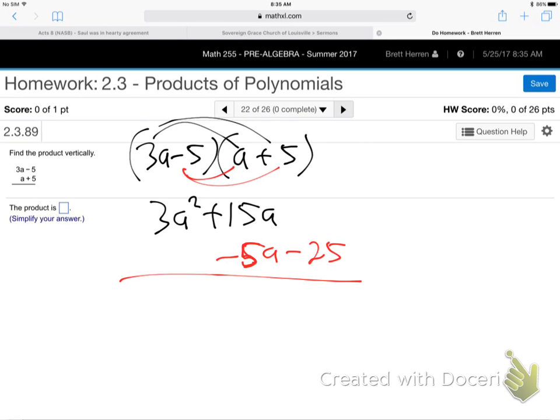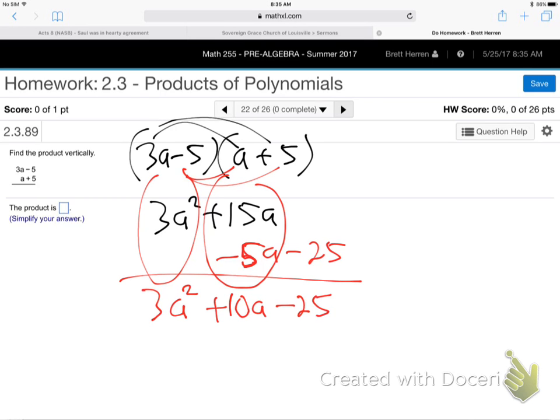Is that good? Everybody see how I'm getting that? And then we can just do it vertical. So then this is just 3a squared. This is what? 10a. And that's minus 25. And there we go.